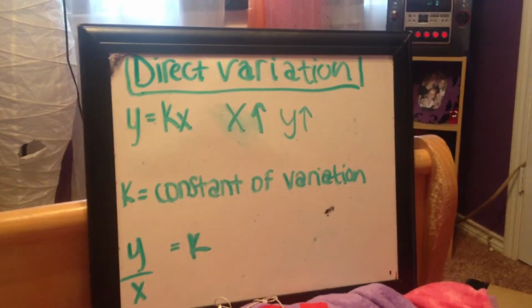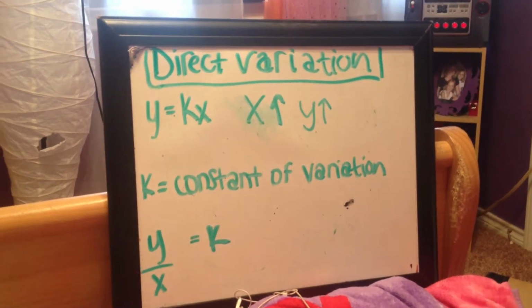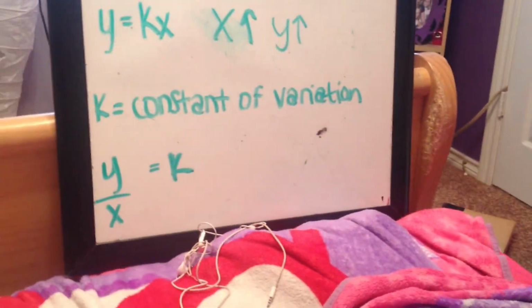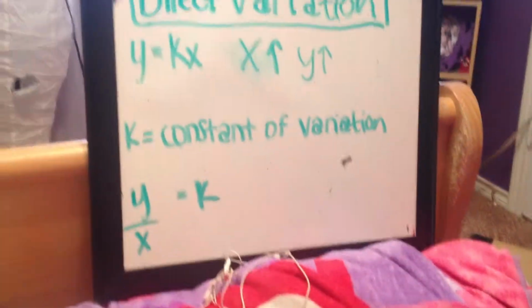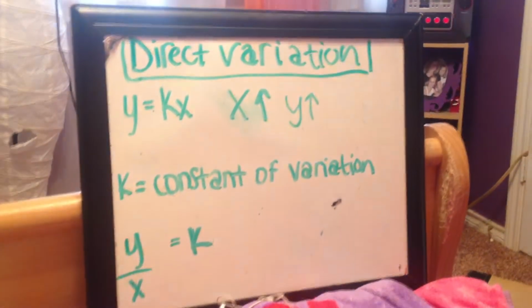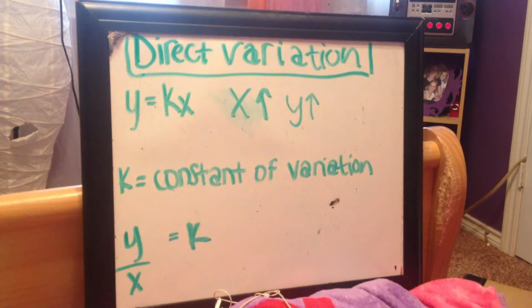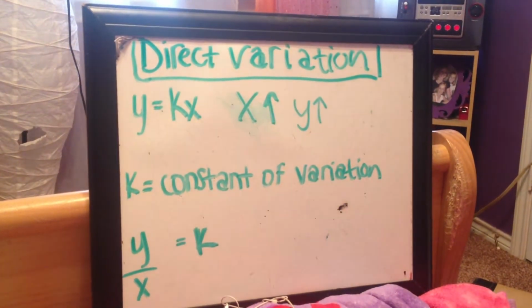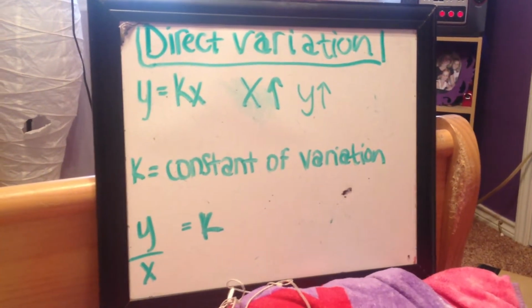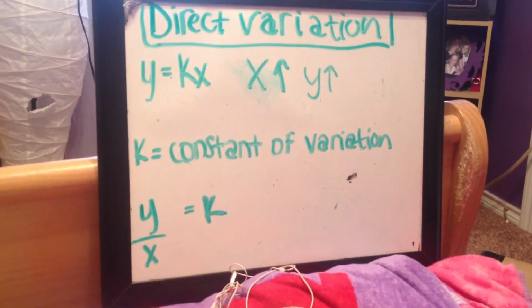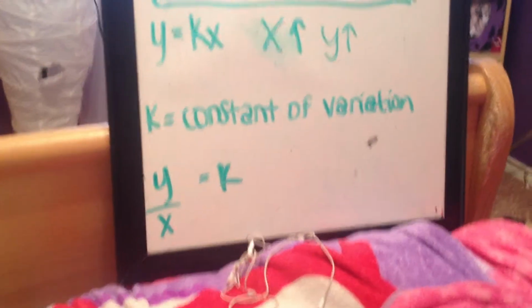Okay, so this is my PBA project, and I chose to do it over direct variation. Basically, when something varies directly, it just means that as x increases, y is going to increase with it. The formula for direct variation is y equals k times x, and k equals the constant of variation. And you can solve for k by just dividing by x, and you'd get k equals y over x.